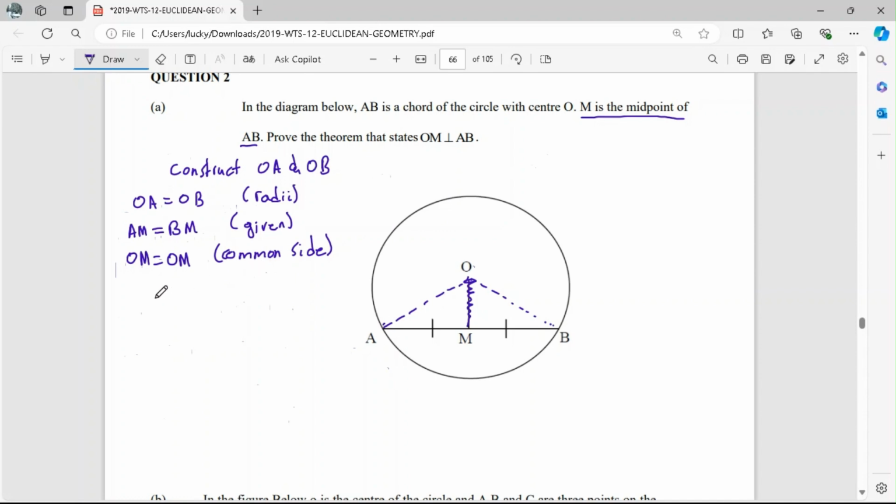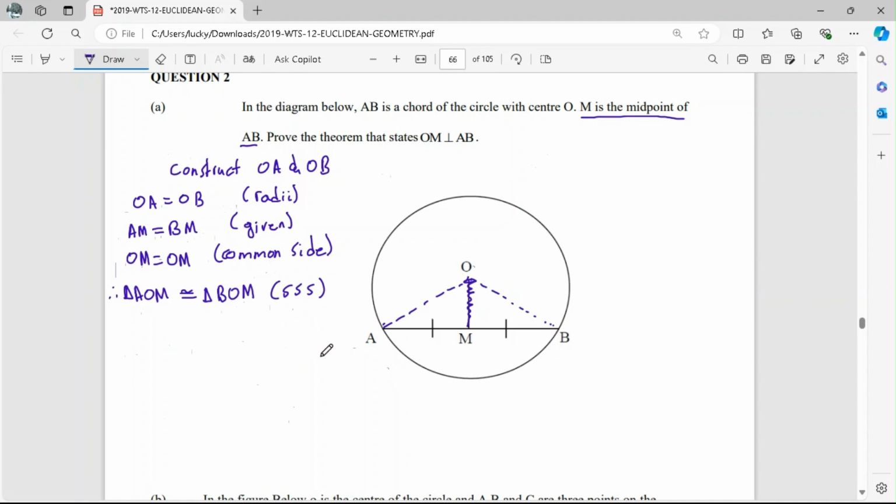As a result, we can safely say that the triangle AOM is actually congruent to the triangle BOM. Note I'm trying to follow the vertices that are corresponding: A with B, O with O, M with M. And the reason for this is side, side, side congruency.